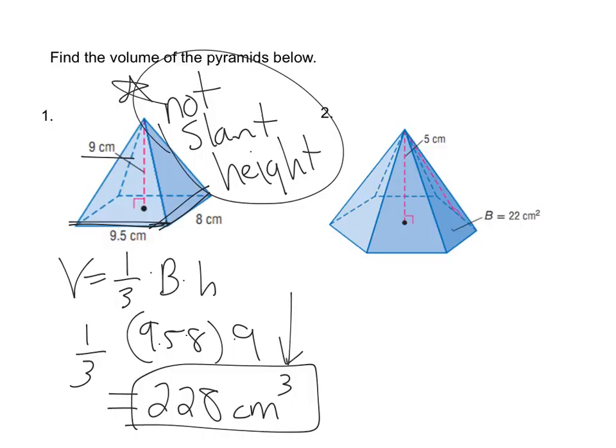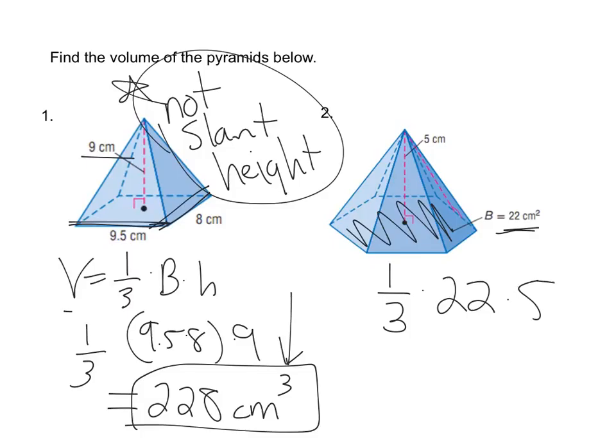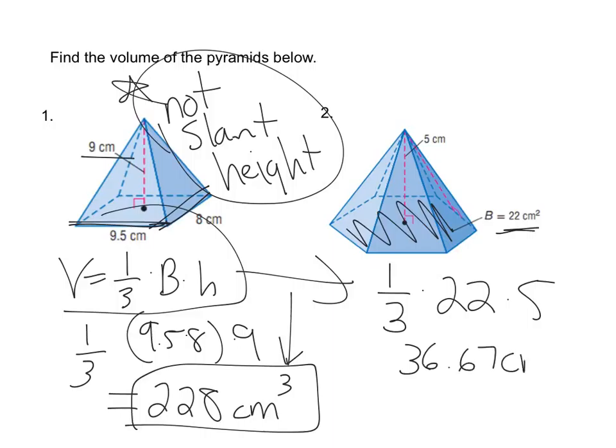Number 2 is easier, because they actually give you that the base is already 22 centimeters squared. So you're going to take 1/3 times 22 times 5. Again, using this formula here. So 22 times 5 divided by 3. And I get 36.67 centimeters cubed.